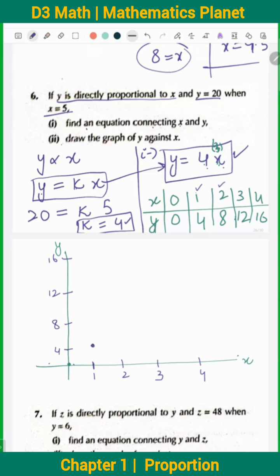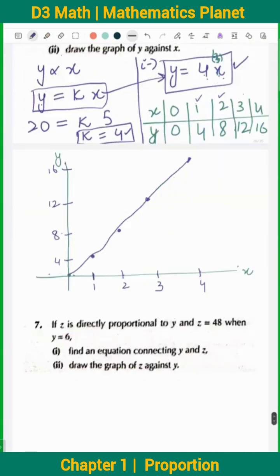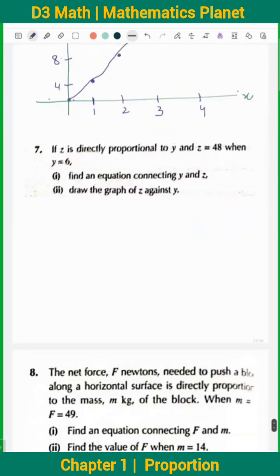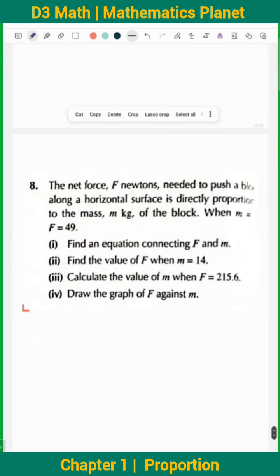When x is 2, y is 8. So this will be the point. When x is 3, y is 12. So this will be the point. When x is 4, y is 16. So this will be the point. So we can join all the points and we will get a straight line. Do you all get how I made the graph? Yes. The next question, I will also try to take one or two negative values to make sure you understand the negative values.